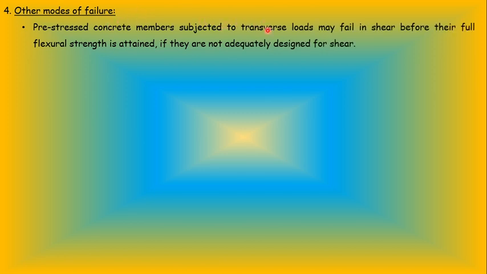Other modes of failure. Pre-stressed concrete members subjected to transverse loads may fail in shear before their full flexural strength is attained if they are not adequately designed for shear. Meaning the PSC member subjected to transverse loads may fail in shear before they fully attain their flexural strength if they are not adequately designed for shear. So there is shear design also in the PSC members.